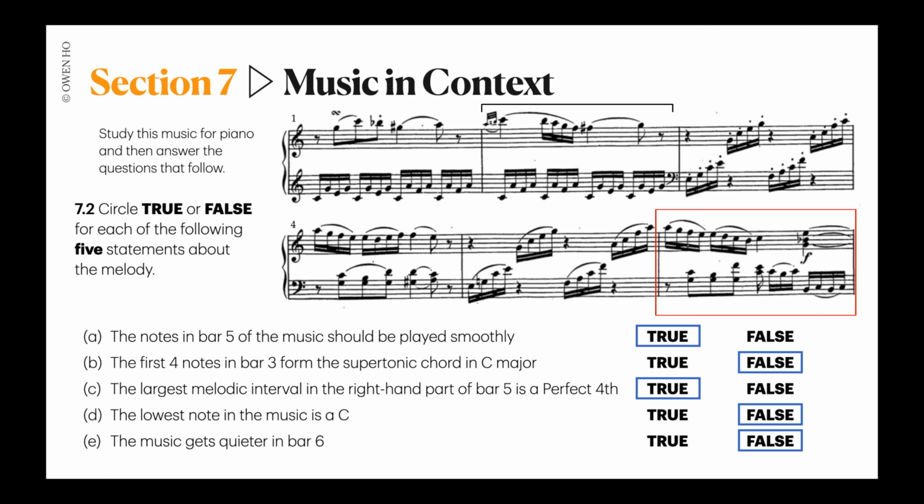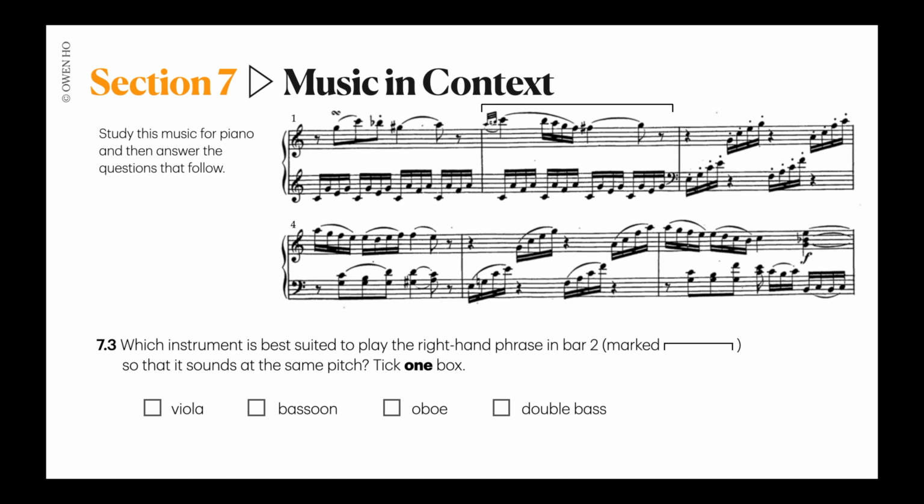Question 7.3. Which instrument is best suited to play the right-hand phrase in bar 2 marked with the bracket so that it sounds at the same pitch? Take one box. We have the choices of viola, bassoon, oboe, and double bass.